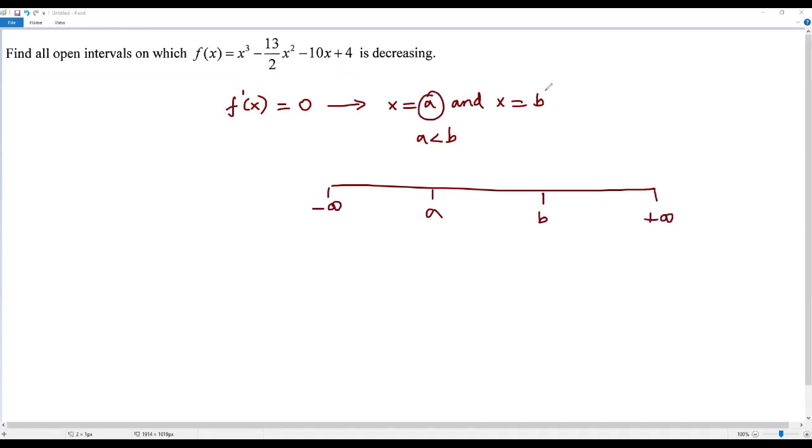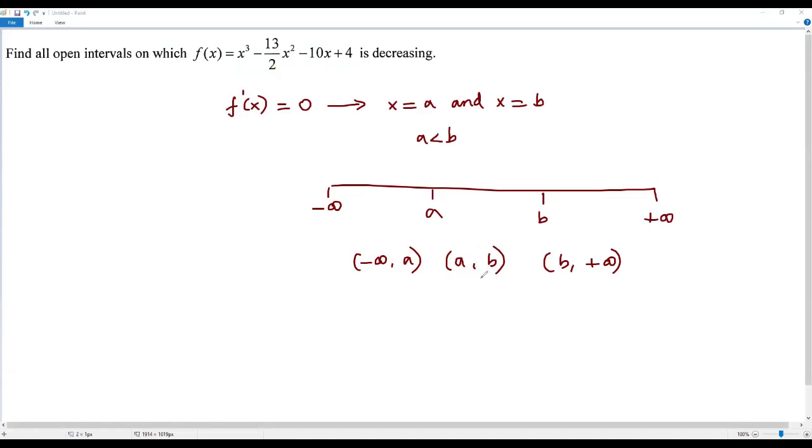Using these two values of x, I can split the real number line into three intervals. The first interval is negative infinity comma a, the second interval is a comma b, and the third interval is b comma positive infinity. Here I have taken all three intervals as open intervals because I have used parentheses. Parentheses mean the boundary value should not be considered. For example, in the first interval, any value greater than negative infinity and less than a should be considered, but the boundary value a and negative infinity should not. The same goes for any value between a and b; the boundary values cannot be considered. That's called an open interval.